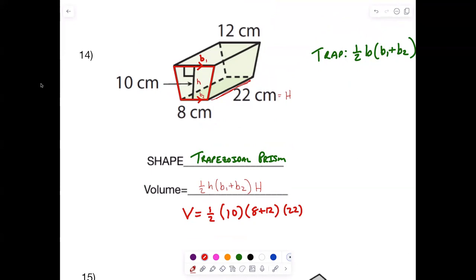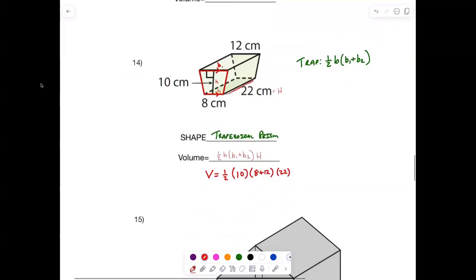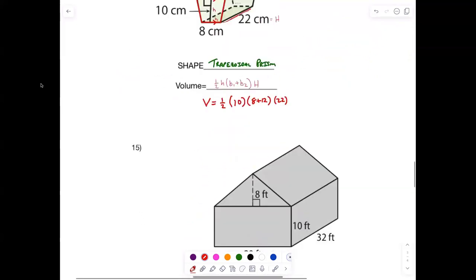All right, so now calculate that volume for me real quick. What is it? I got 2200. 2200 what though? Centimeters cubed. Very nice. 2200 centimeters cubed. Anybody got issues with that? Remember, you have your calculator. You look the information up. You use your own calculator.